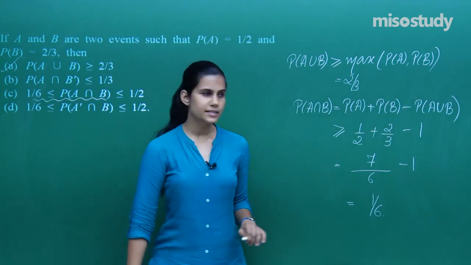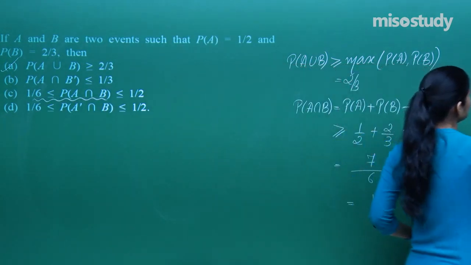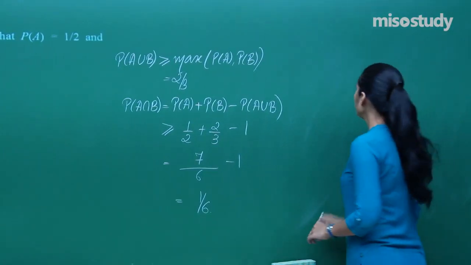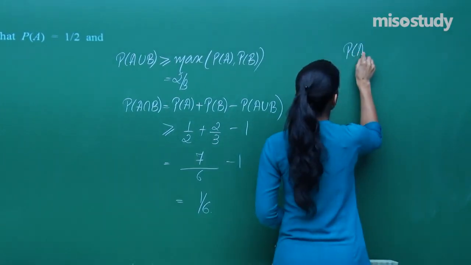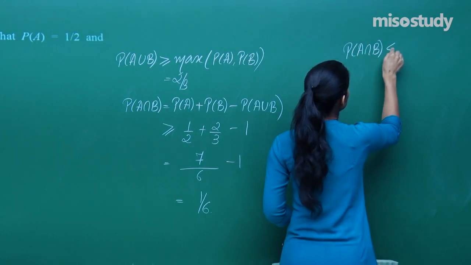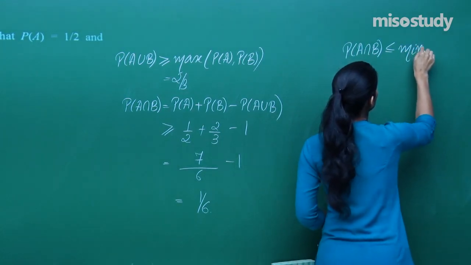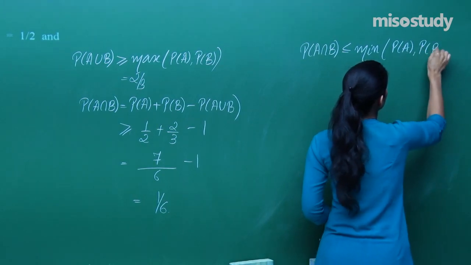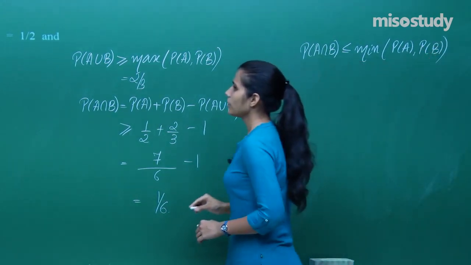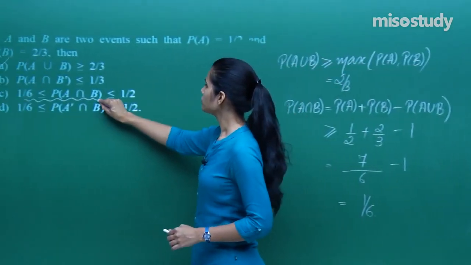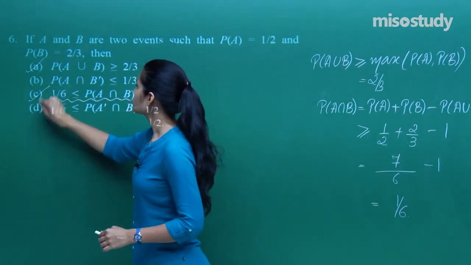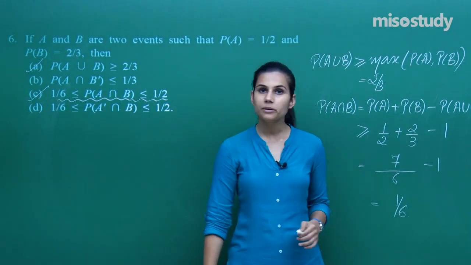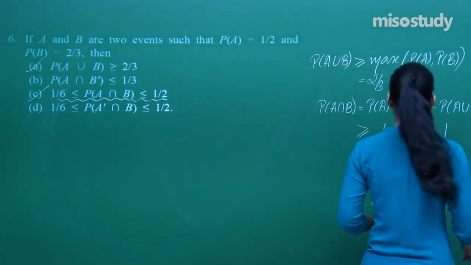What about it being less than or equal to? For this, we should be aware of this relationship between A intersection B, A and B, that probability of A intersection B is less than or equal to minimum of probability of A, probability of B. Minimum of them is 1 by 2, so yes, it is less than equal to 1 by 2, so this is also correct. Then probability of A intersection B dash is less than equal to.